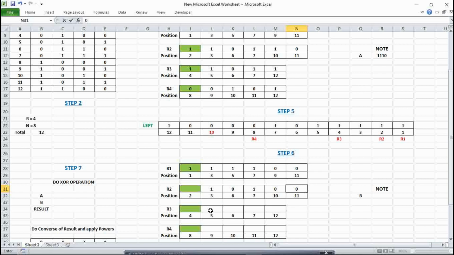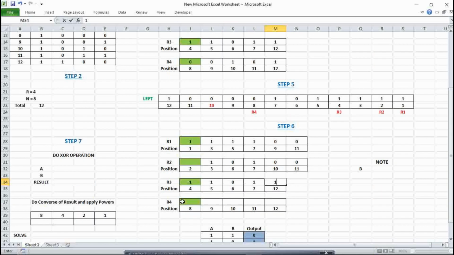Now come to this R3. Is there any 10 coming here? No, not coming here. So follow this, copy everything: 1 1 0 1 and 1. Now come to this R4. Look, is there any position of 10 coming? Yes, 10 is coming. So leave this first cell. Now at 9, 0 is coming. At 10, look, we have changed. Now 10 is now 0. So right here 0. Now at 11, 0 is coming. At 12, 1 is coming.